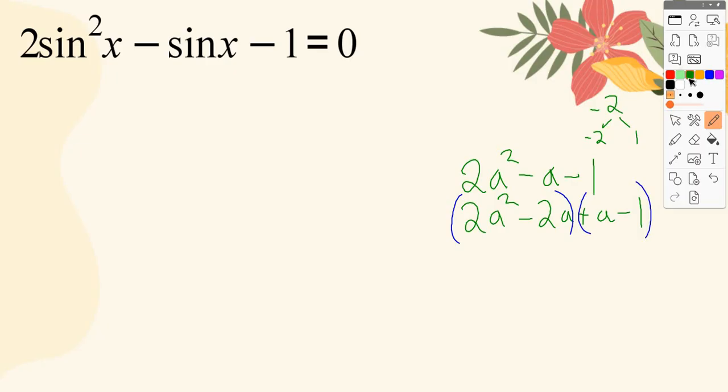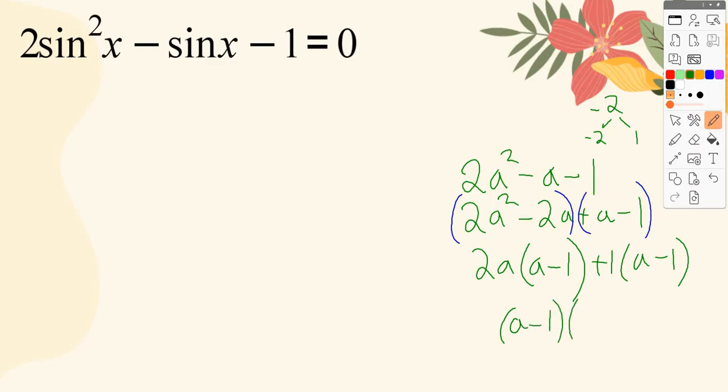So what does our first 2 have in common? 2a. And I'm left with an a minus 1. What does our second 2 have in common? Just a 1. And I'm also left with a minus 1. Which is helpful because now hopefully we can see that our 2 parentheses are the same. And remember, that means that I can pull that parentheses out, and whatever is left goes in our second parentheses.